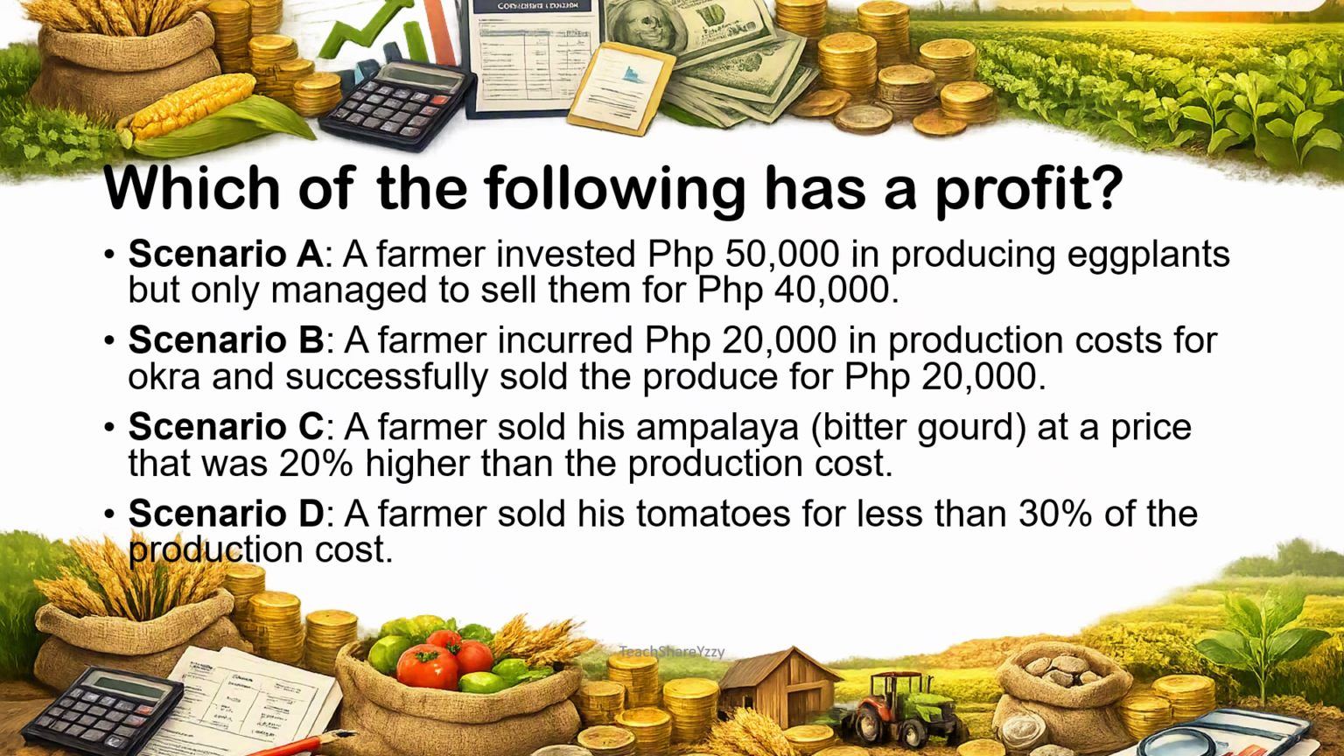Scenario C: a farmer sold ampalaya at a price 20% higher than production cost. If production cost was 30,000 pesos, selling price would be 36,000 pesos, giving a profit of 6,000 pesos. Scenario D: a farmer sold tomatoes for less than 30% of production cost. If production cost was 20,000 pesos, selling for less than 6,000 pesos is a huge loss. Clearly, only scenario C shows profit. This exercise proves how important cost-return analysis is in farming decisions.